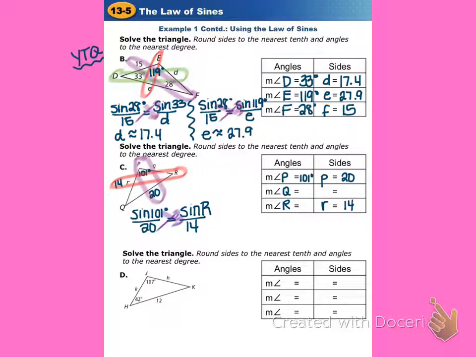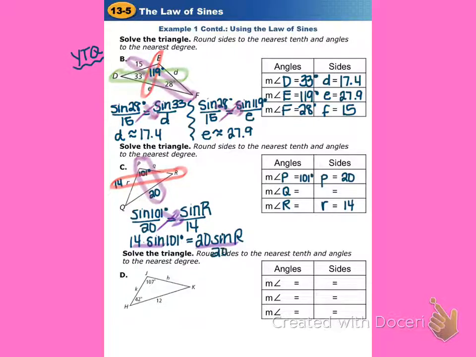So when we do that, we end up with 14 times the sine of 101, and that equals 20 times the sine of R. Well, my next step would be to try to get the variable by itself. It's got a 20 being multiplied by it, and then it's got the sine operation with it as well. So what I have to do first is get rid of the 20. On both sides, I'm going to divide by 20.